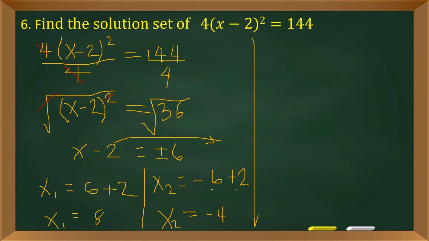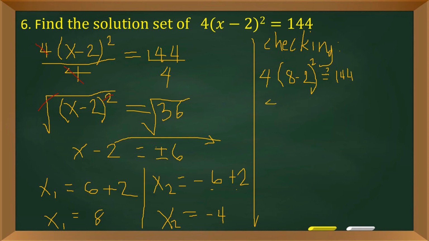Now, let's do the checking to prove that our solved values of x are really the solutions of our quadratic equation. So, checking natin, substituting the values of x, and firstly, the value of x that we have solved is 8. 4 times 8 minus 2 quantity squared is equal to, mag-question mark tayo, question mark, 144.